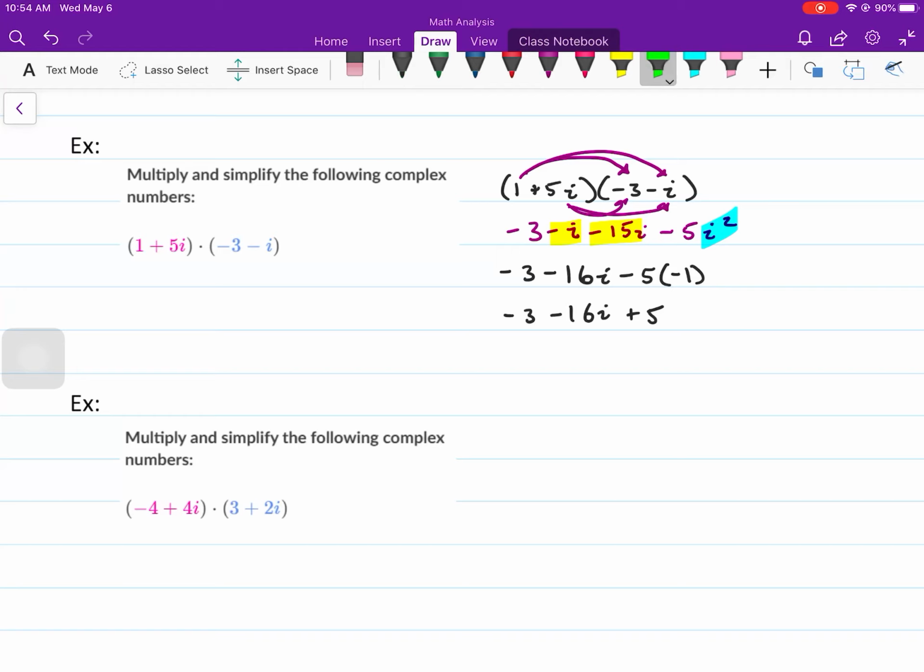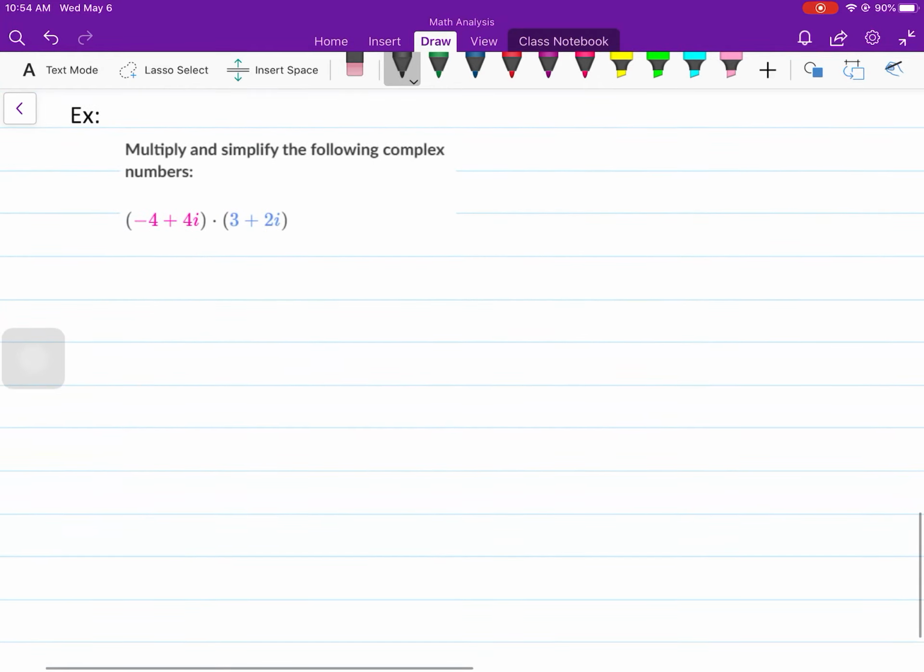And we now have more common or like terms. So we have -3 and 5. So we've got to combine those to get 2, that's an ugly 2, minus 16i. The next example is really similar, so let's just go through it real quick.